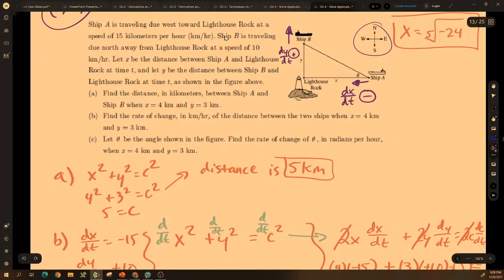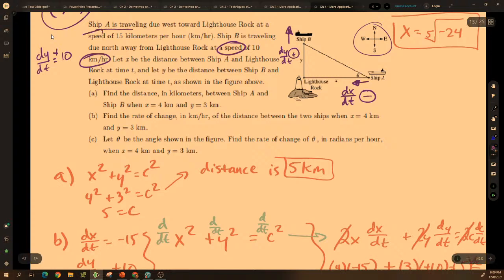So as I read this, ship B is traveling due north at a speed of 10 kilometers per hour. Speed is not rate, but it is another kind of word for rate. So when I see speed, I know that's like a rate, and especially when I see kilometers per hour. So what they gave me with 10 is dy dt is equal to 10. And I know it's positive 10 because it's going up, it's going away from the lighthouse. Then x is our distance between A and the lighthouse. And that's kind of all they gave me at all. Oh, they did say ship A, I messed that up.